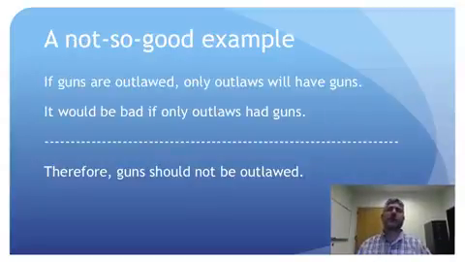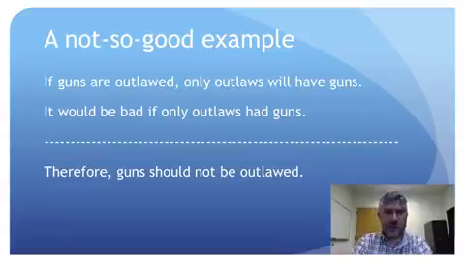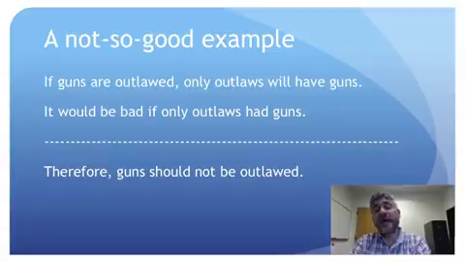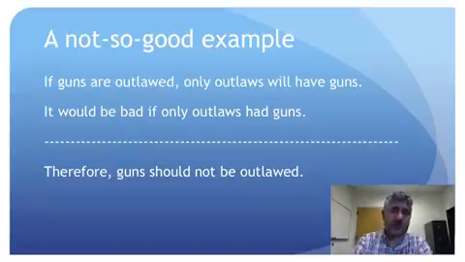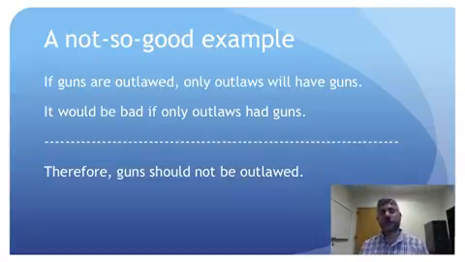For instance, let me give you an example of that. So consider the following argument. If guns are outlawed, only outlaws will have guns. That's premise 1. Premise 2, it would be bad if only outlaws had guns. Conclusion, therefore guns should not be outlawed. Okay, so that's an argument. It'll be familiar to some Americans. That's an argument. Is it a fallacy or not?